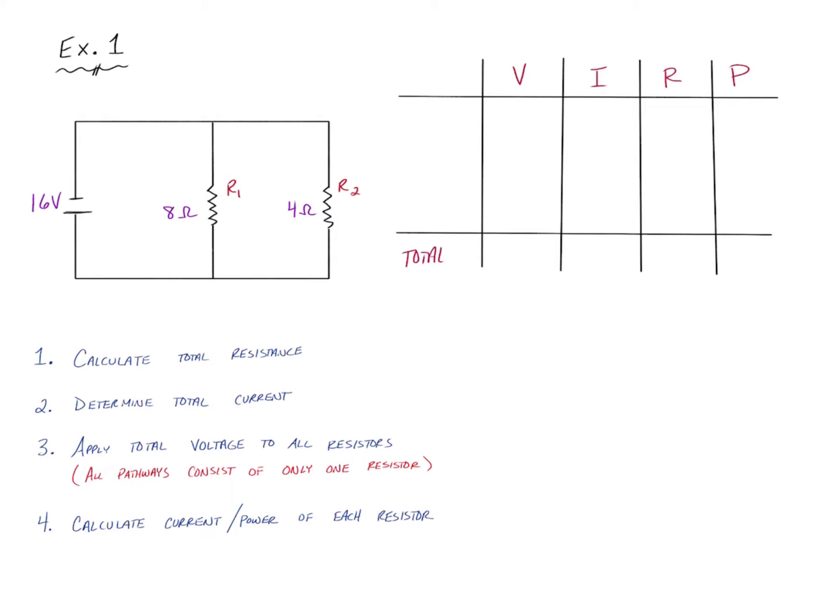So the first thing we're going to do is enter everything that we know. We have two resistors, and we know their values are 8 and 4 ohms respectively. And we know that the total voltage of this circuit is 16 volts. So the first step is going to be to calculate our total resistance.